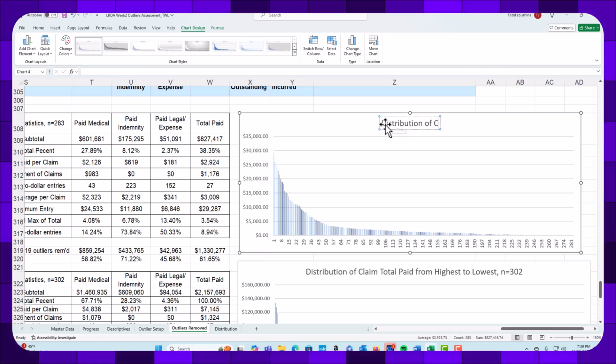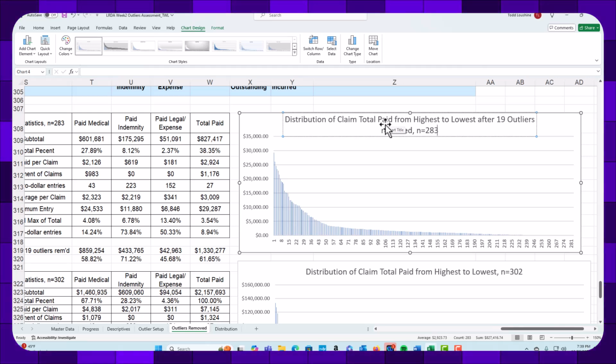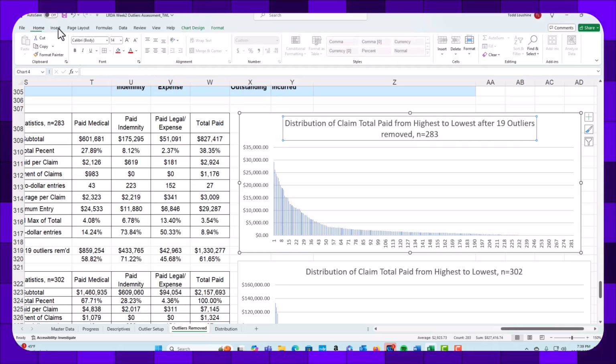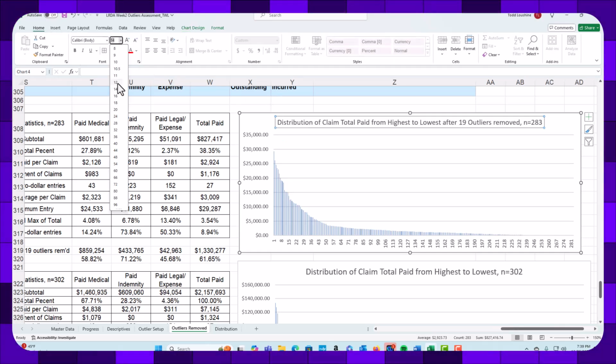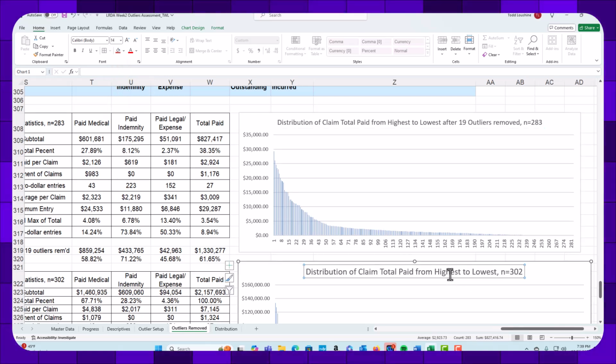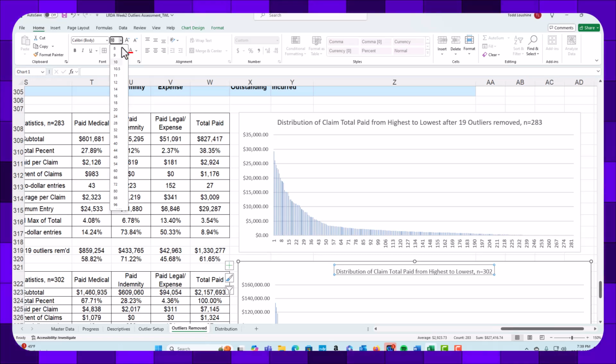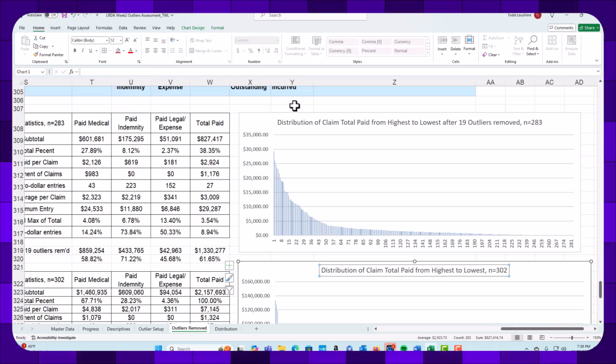Distribution of claim total paid from highest to lowest after 19 outliers removed. N is equal to 283. So let's see, what is the size of this font? It's 14. I'm going to bring it down to 12, and now it fits. Oh, that was 10, sorry. Put that like a 12.